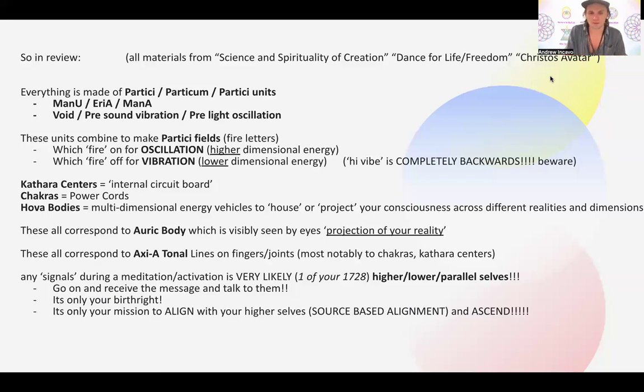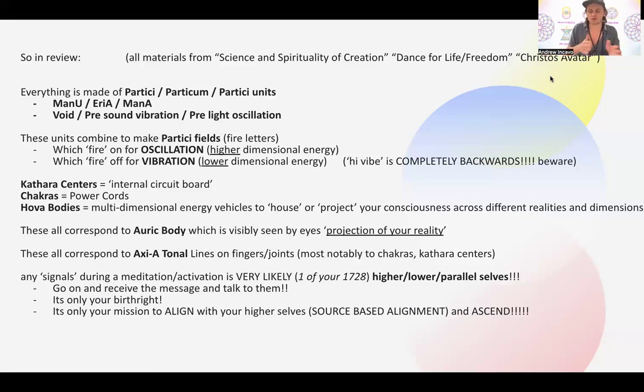In review, everything is made up of partici, particum, and partica units. I actually have the third one there should be ending in an A, not an I. But we have the man ow, which is the void. We have the Iria, which is the divine feminine. And then we have the man A, which is the divine masculine. And those line up with the void, which is the man ow. Iria is pre-sound vibration, which is divine feminine. And then we have the man A, which is the pre-light oscillation, right? These units combine to make partici fields.